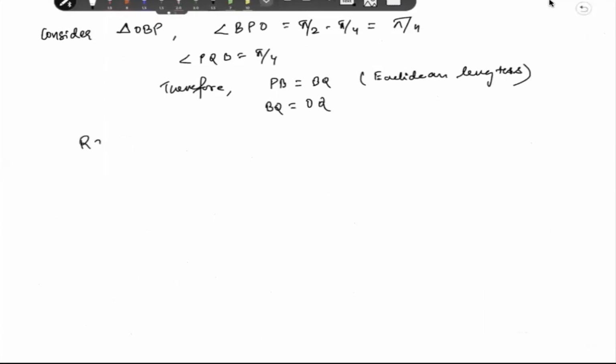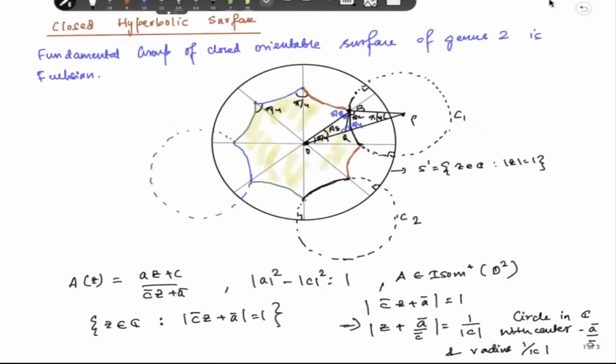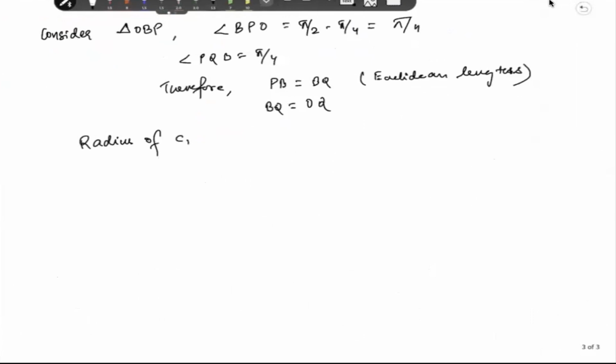Okay. So now, what is the radius of the circle C1? This is 1 by mod C. So the radius of the circle is 1 by mod C, which is nothing but the length of PB. So PB is the radius of the circle C1. So the radius of C1 is equal to your PB, which is equal to your 1 by mod C. Therefore OQ will be equal to 1 by mod C. And the center is P.